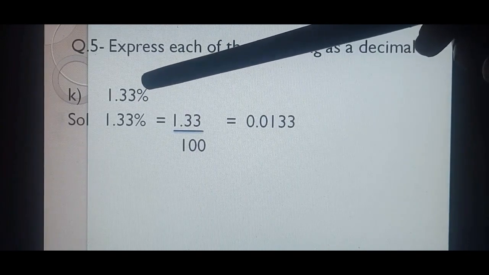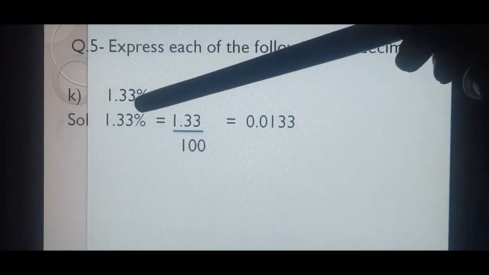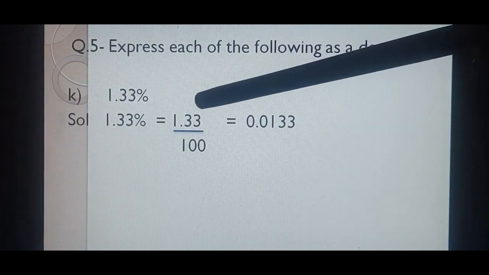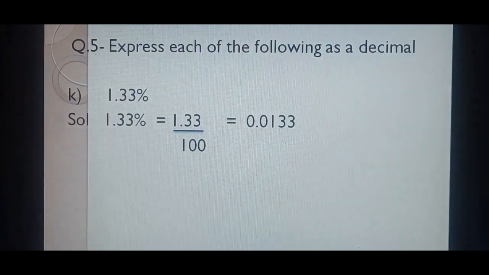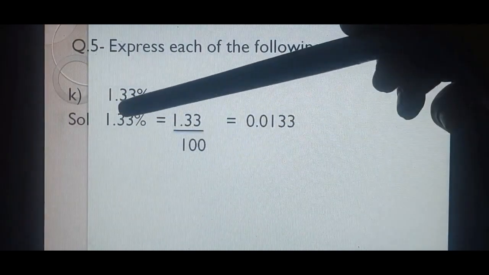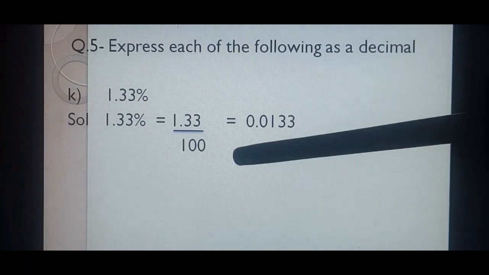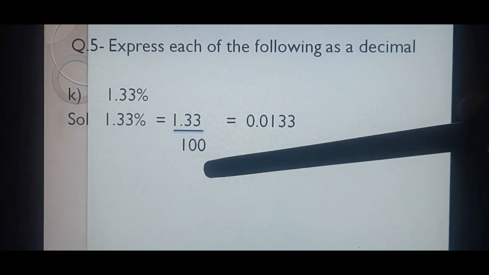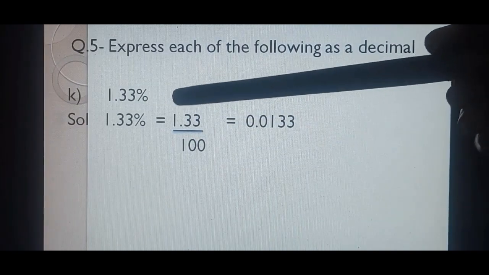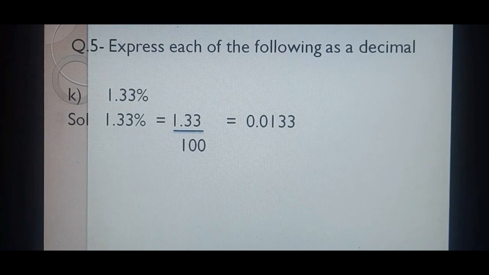Percentage sign we will remove by putting 100 as a denominator. So 1.33% will become 1.33 upon 100. Because we have taken denominator 100, so we will not put here percentage sign. Percentage means per 100. So 100 we have taken as a denominator. Now, denominator contains 100. It means what we are doing? 1.33 divided by 100 we are doing.